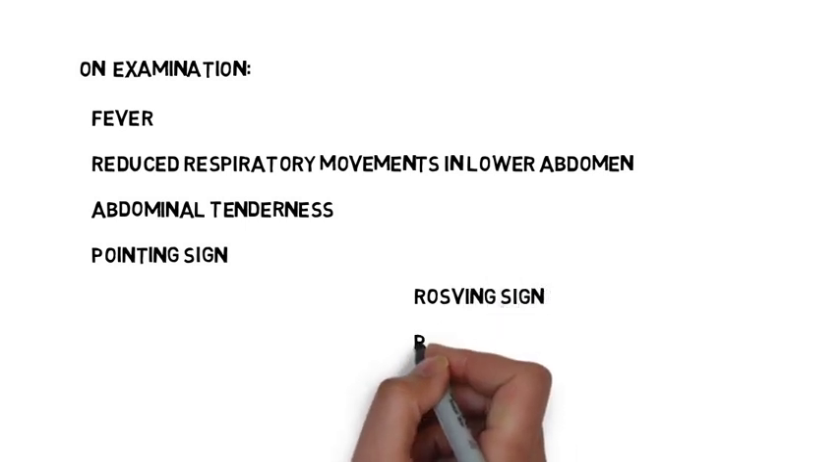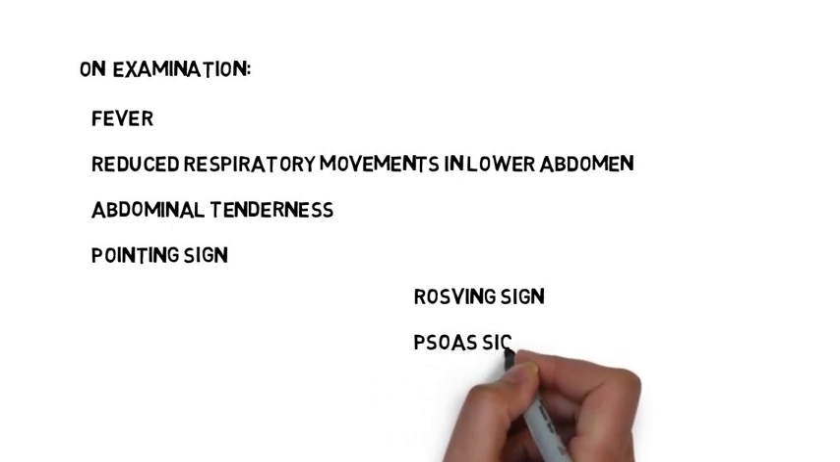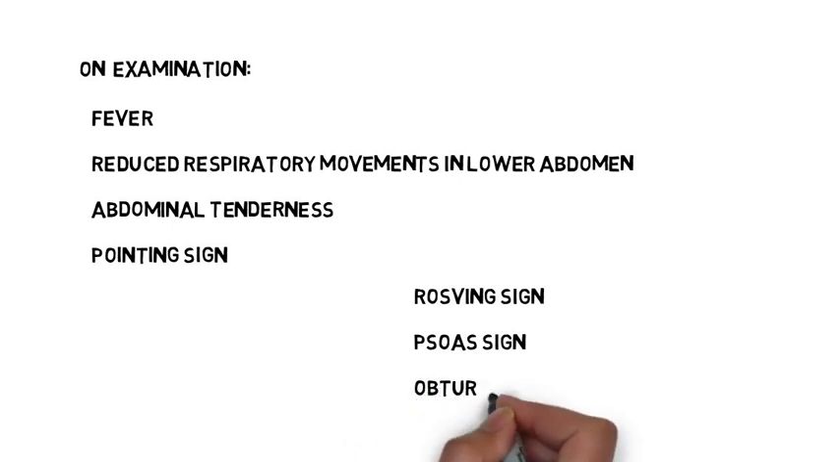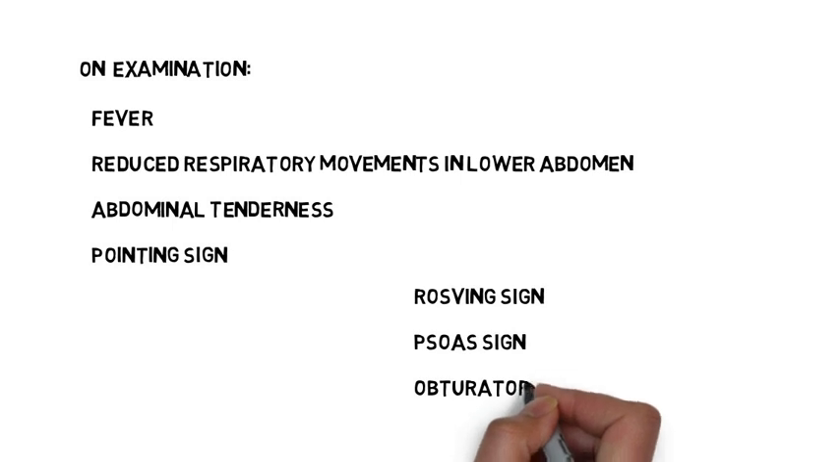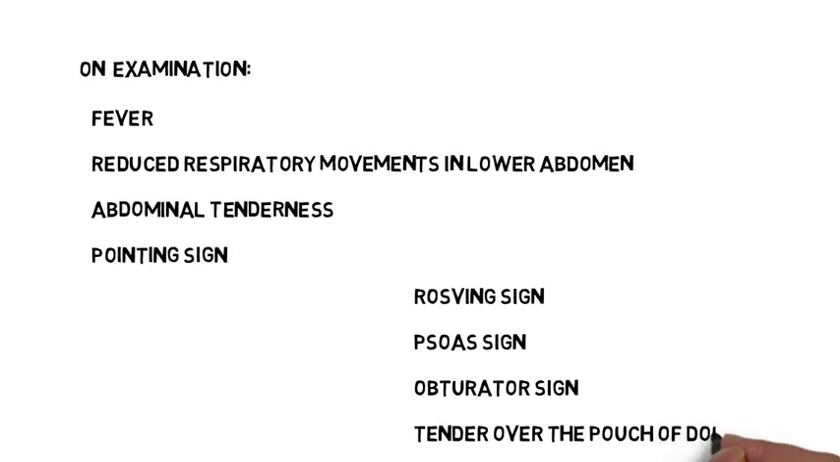Now talking about the Rovsing sign, it is deep palpation of the left iliac fossa causing pain in the right iliac fossa. Psoas sign is when the appendix lies over the psoas muscle. Obturator sign is when the hip is flexed and internally rotated, it causes spasm of the obturator muscle. And tenderness over the pouch of Douglas is on digital examination of a pelvic appendix causing pain in the pouch of Douglas, and spasm of the obturator muscle also may be felt.